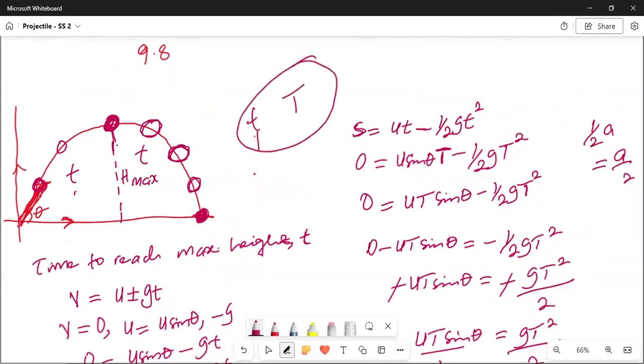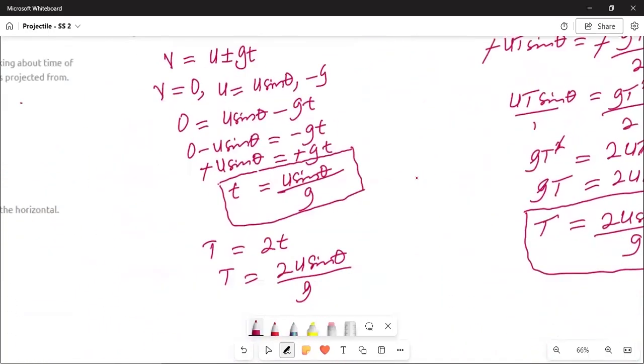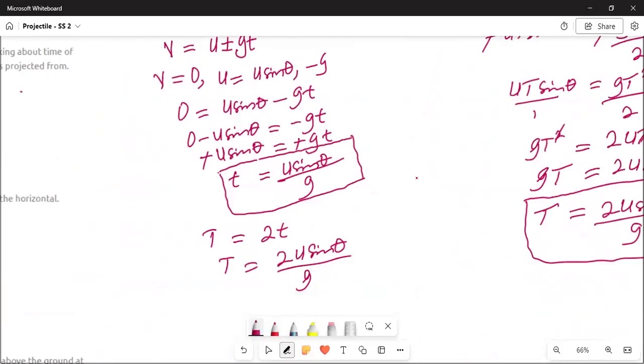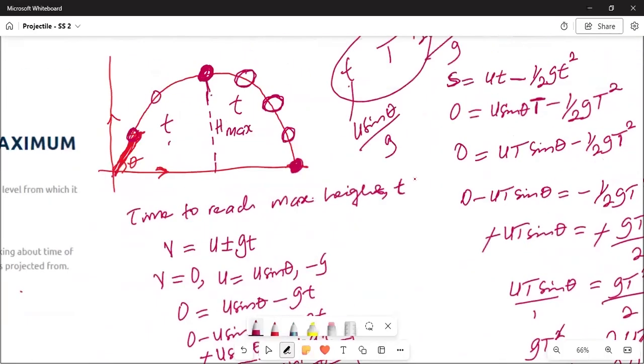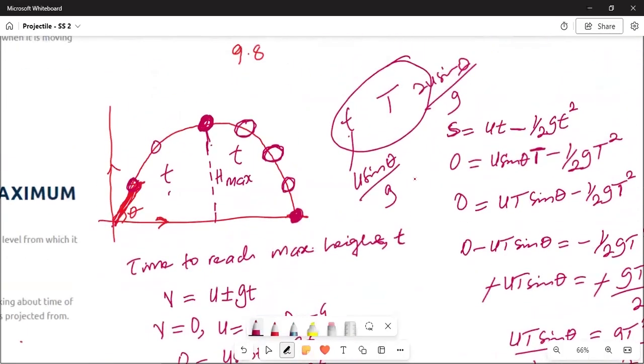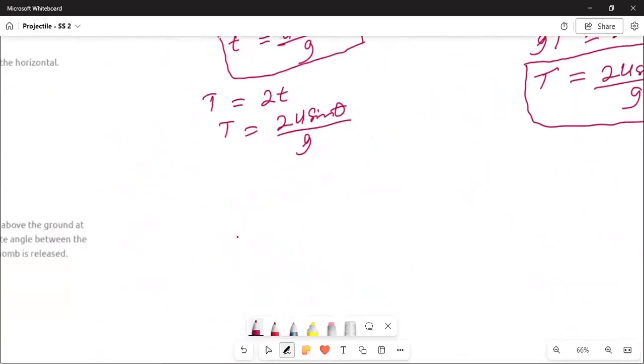The small letter t is u sine theta over g. Capital letter T is 2u sine theta over g. Then maximum height attained. How do we derive a formula for that? We can derive the formula by making S the subject of the equation, using the equation S equals ut minus half gt squared.